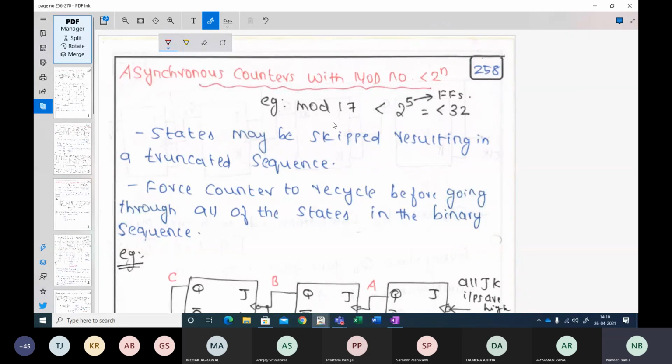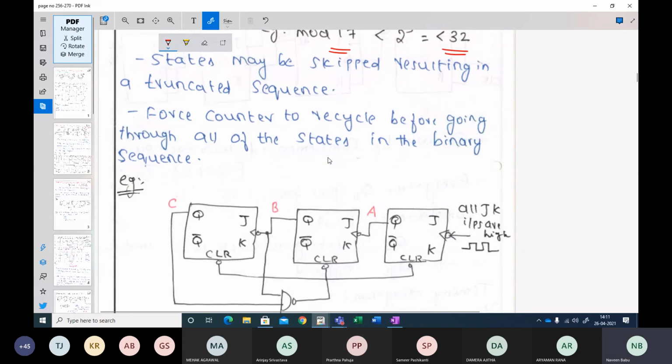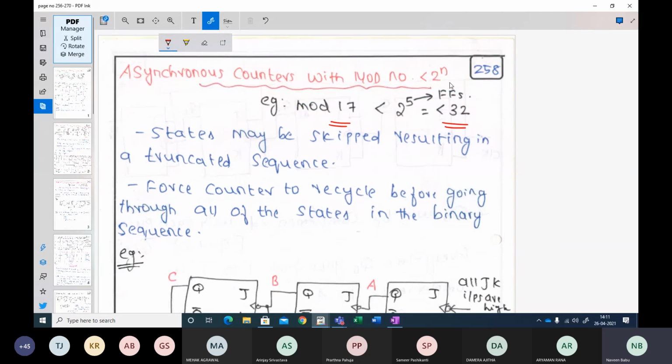Example, say I want to count till mod 17 only. So how many flip-flops will I require? I will require 5 flip-flops, which means 32 states are possible, 32 counting sequences are possible. But I want only 17 and I want to skip the rest. So the rest of the states can be truncated, in the sense once you reach 18, you can reset the flip-flop. This is the logic we are going to use for an asynchronous counter with mod n less than 2 power n.